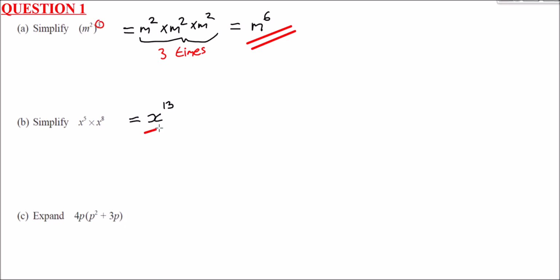And then the last part, part C, is expanding. So 4p multiplied by p squared, well, p times p squared is p cubed, but we're going to have 4 lots of that. So it's 4p cubed, plus sign, so we take a plus. Numbers first, 4 times 3 is 12, then p multiplied by another p gives us p squared. So that's question 1 done and dusted. Let's have a look at question 2.